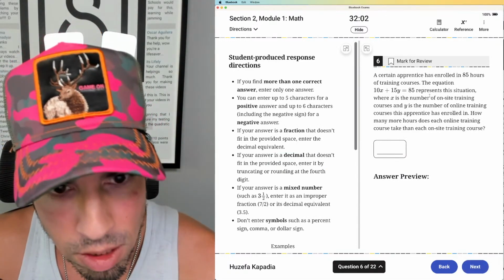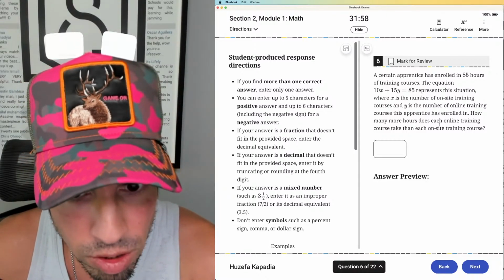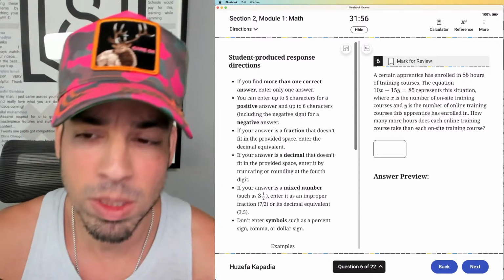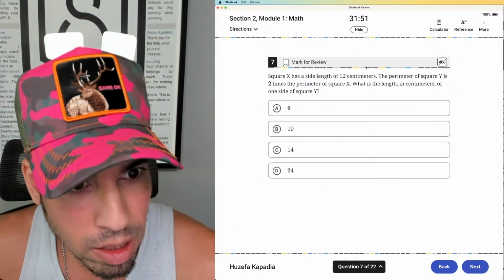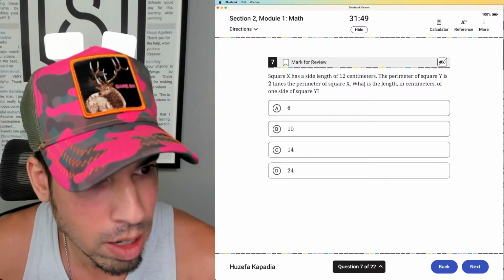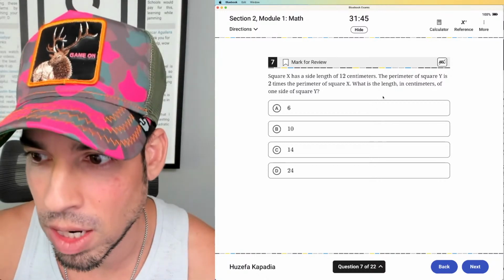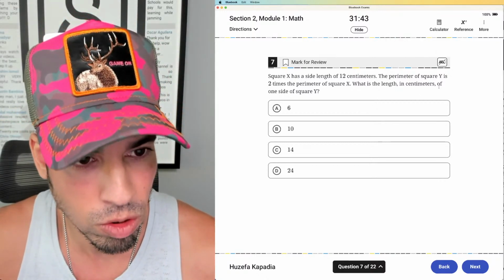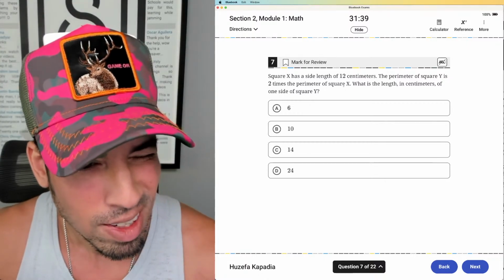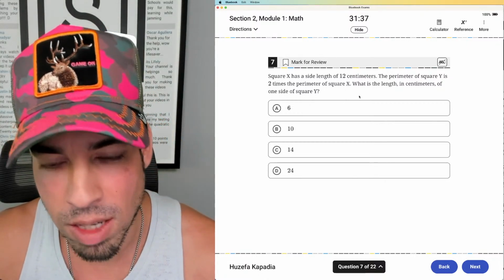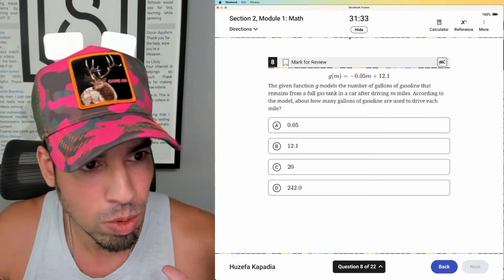Okay, next. They got this linear equation, x is the number of on-site training, blah, blah, blah. How many more hours does each online... okay, this is an interpretation question, so you can't really use Desmos, so we're going to have to skip it. Next, square x has a side length of 12, perimeter of y. I wouldn't say you could just go straight up and use Desmos here, because you still need to draw this out. Perimeter of square y is 2 times the perimeter of square x. Yeah, this relates to side and perimeter relationships, which are equivalent, but let's skip this one.